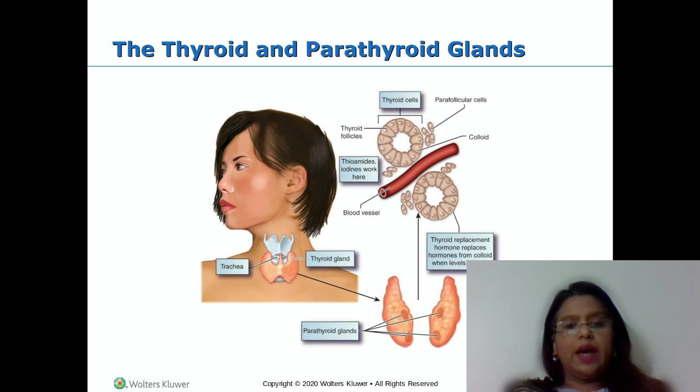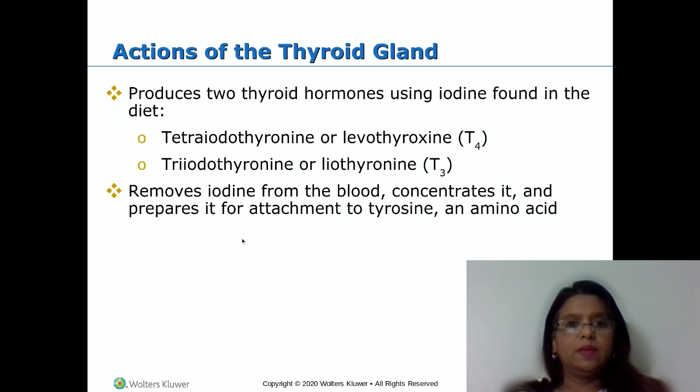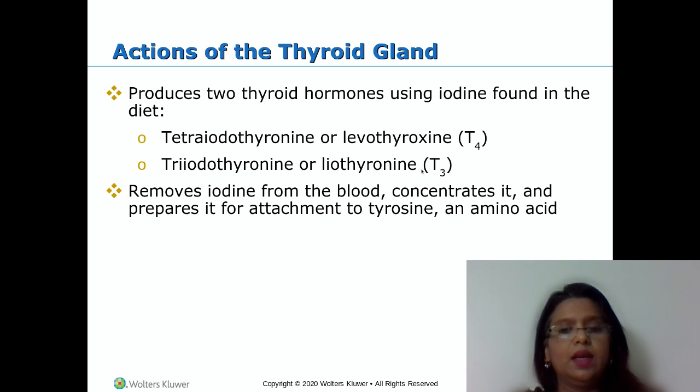So, thyroid gland, as you see, it is situated in the neck. And parathyroid glands are the 4 poles of wisdom right on the top of the thyroid gland. What are the secretions of thyroid gland? T3, T4, and calcitonin. T4 is also called tetraiodothyronine, also called levothyroxine. And then T3, triiodothyronine, is also called liothyronine.